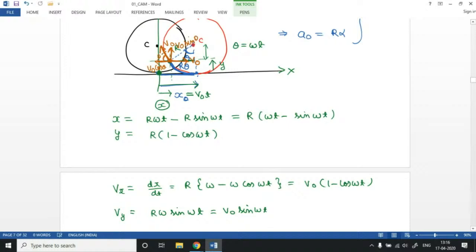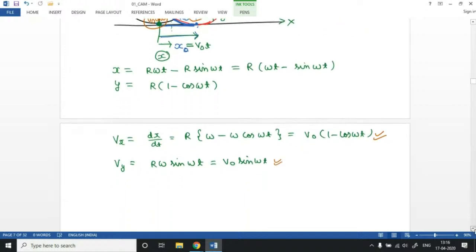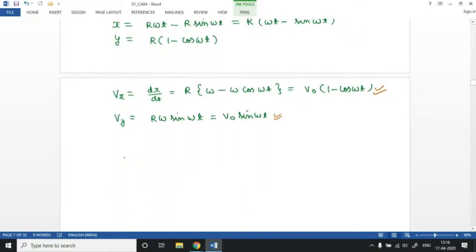So when you take the resultant along the x-axis, the velocity is v naught minus v naught cos theta. That is v naught into 1 minus cos theta, which is this relationship. And similarly along the y-axis, it is v naught sine theta, which is v naught sine omega t. Similarly you can write down the acceleration as well, so acceleration is ax and ay.